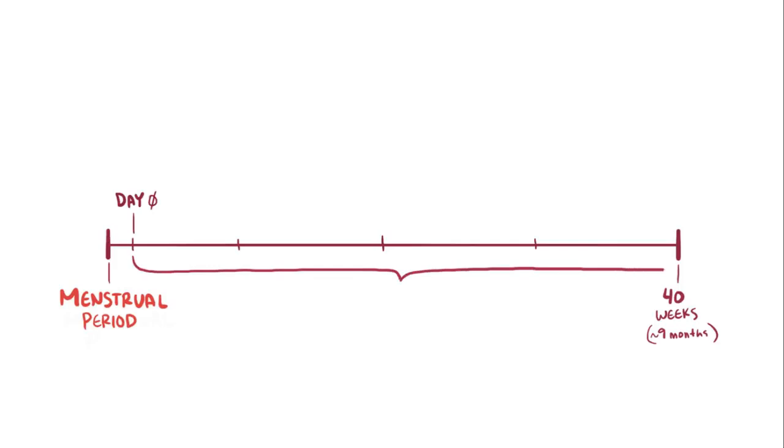Now, a pregnancy lasts 40 weeks, which is roughly 9 months. But that's from the last menstrual period, which is usually about 2 weeks before day 0 of ovulation. So if you're counting from day 0, a pregnancy is only about 38 weeks. The reason for adding in the extra 2 weeks is that women usually know the date when their last menstrual period started, but have no way of knowing when they ovulated.